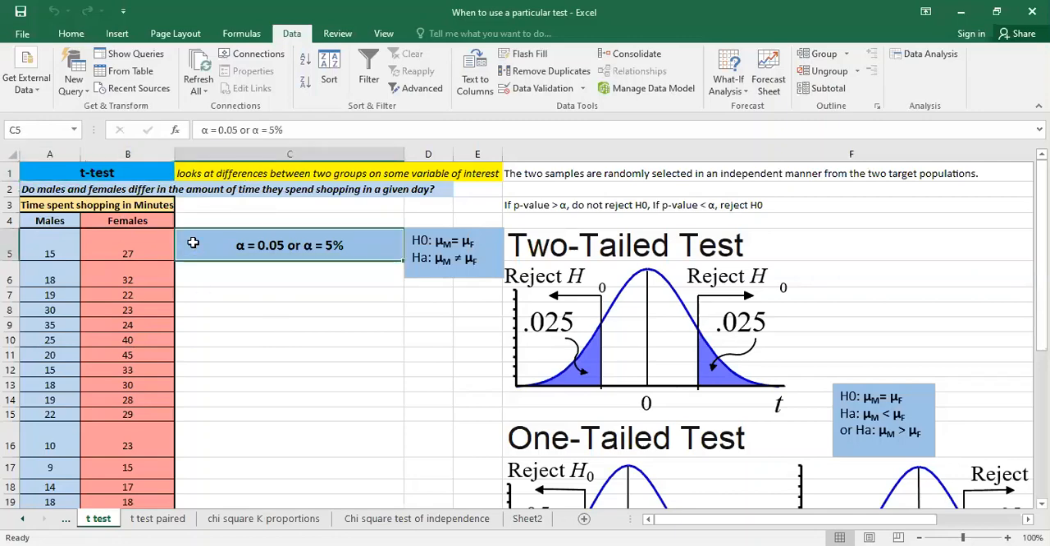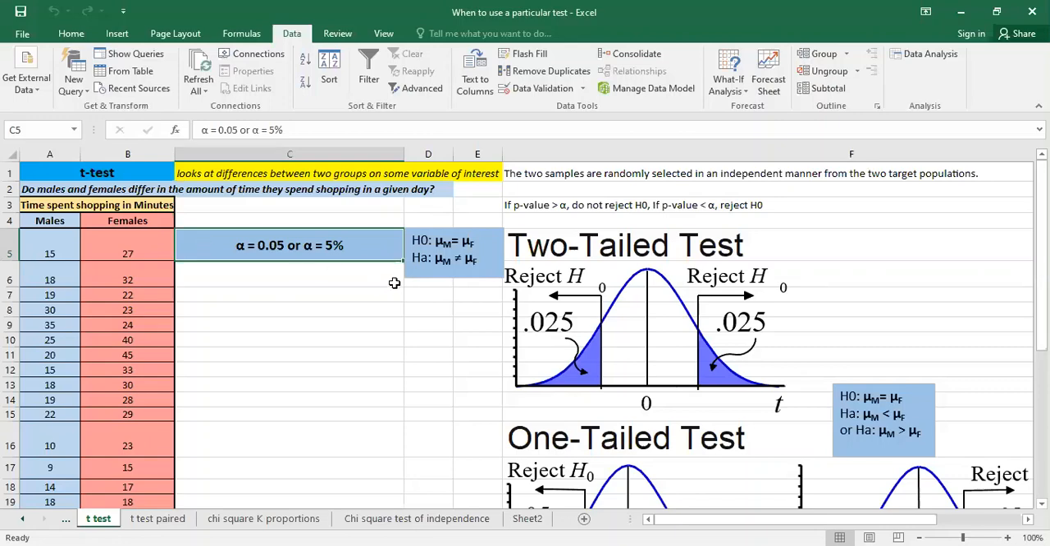Before you run any statistical test, you must first determine your alpha level. And here it's 0.05, also 5%. It's also called the significance level. By definition, the alpha level is the probability of rejecting the null hypothesis when the null hypothesis is true. In other terms, it's the probability of making a wrong decision.